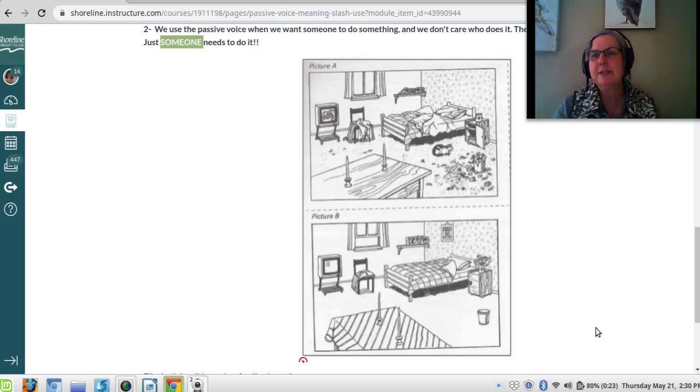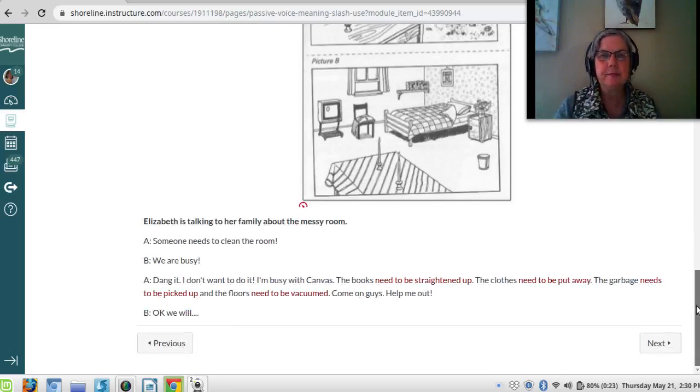Look at my examples here. Someone needs to clean the room. This is my whole family, just 3 people. Someone needs to clean the room. We are busy. Dang it. Dang it means I'm very angry. Dang it. I don't want to do it. I'm busy with Canvas. Now I say the jobs. The books need to be straightened up.